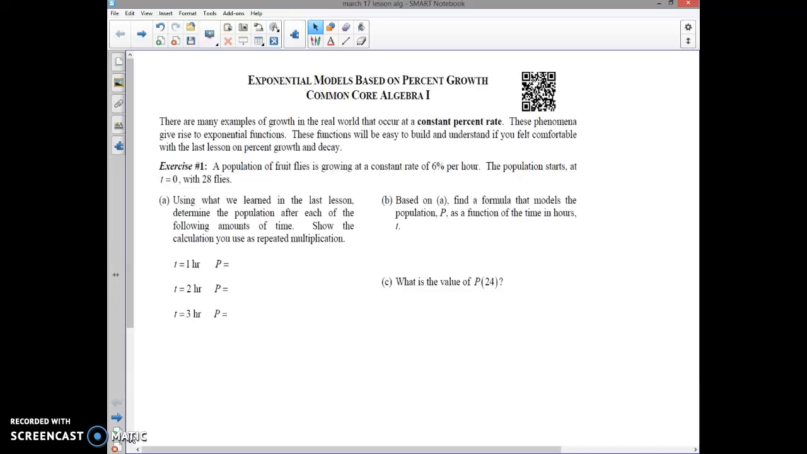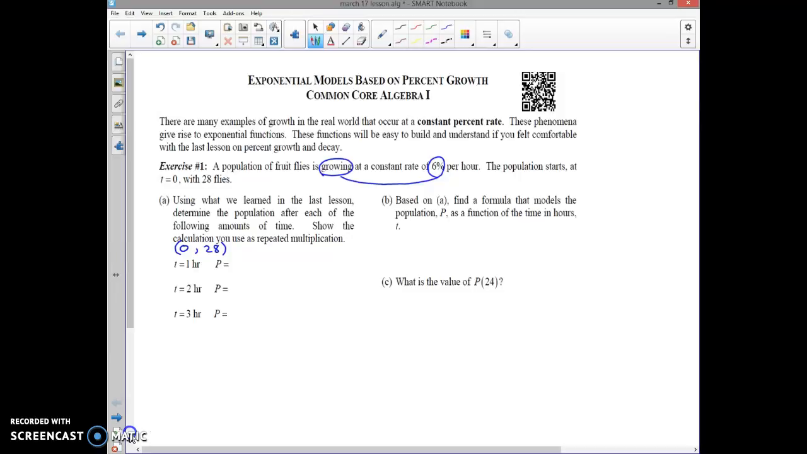This is page 13. It says there are many examples of growth in the real world. We've talked about that. So exercise 1 talks about a population of fruit flies growing at a constant rate of 6% per hour. The population starts at 0 with 28 flies. So basically we have a point that's (0, 28) to start. So at hour 0, there's 28.